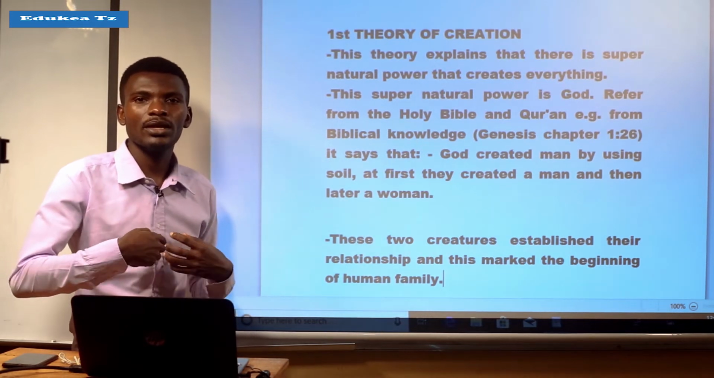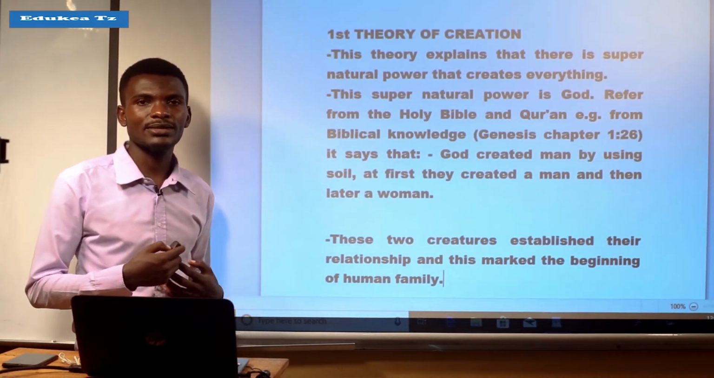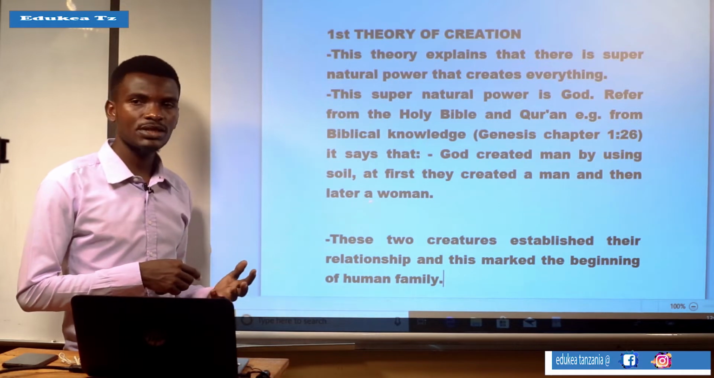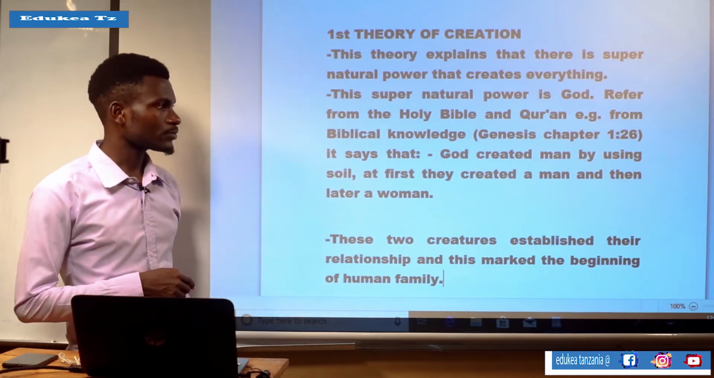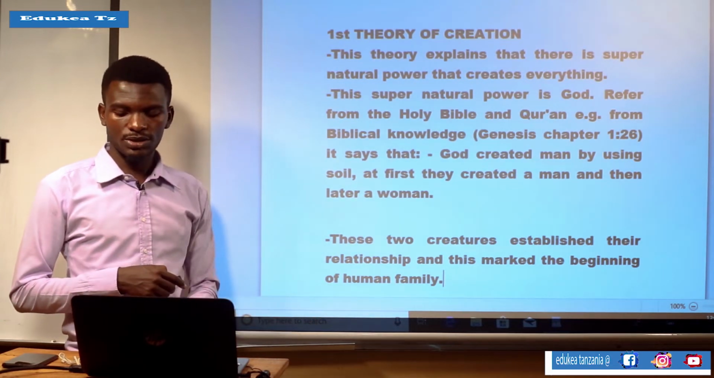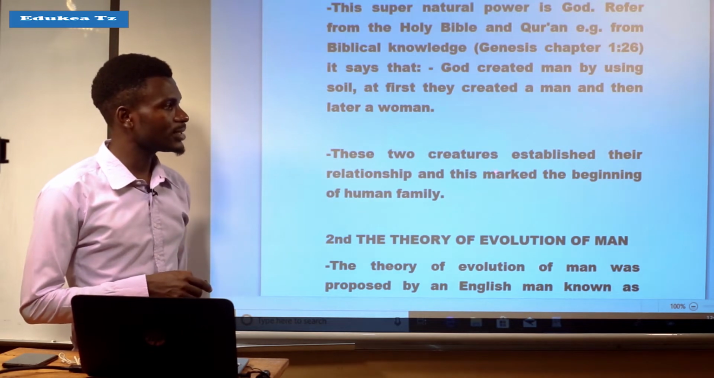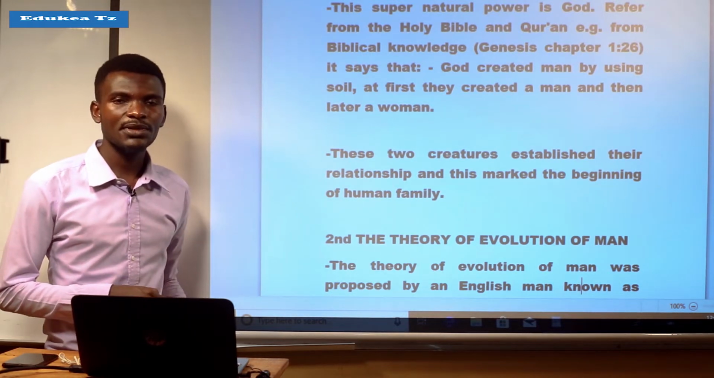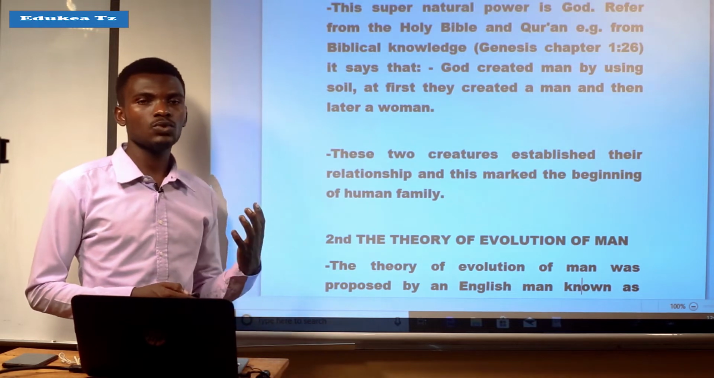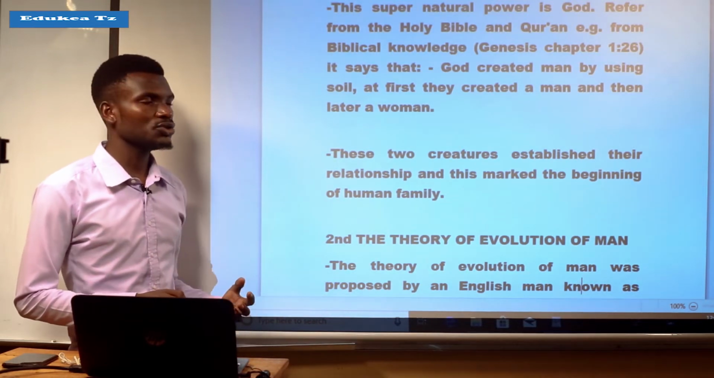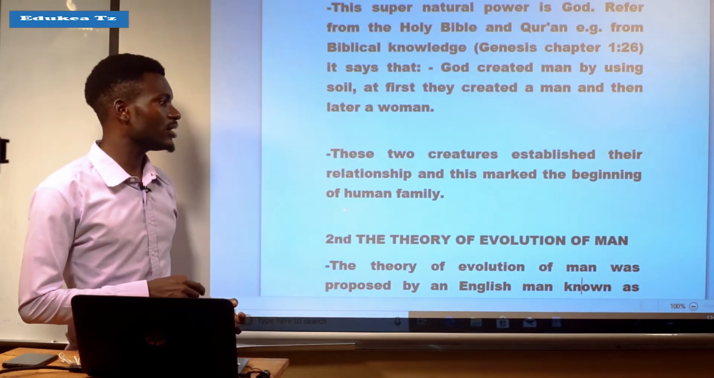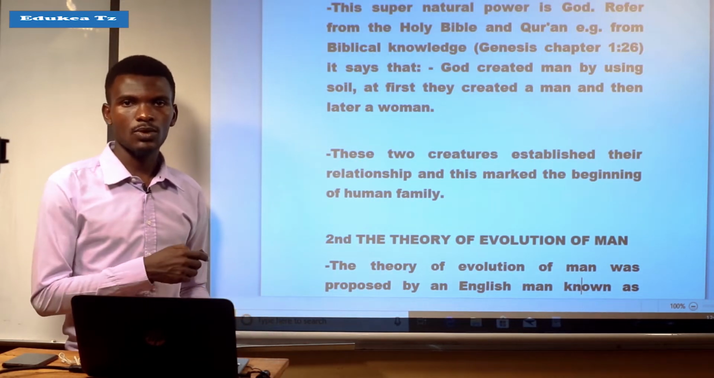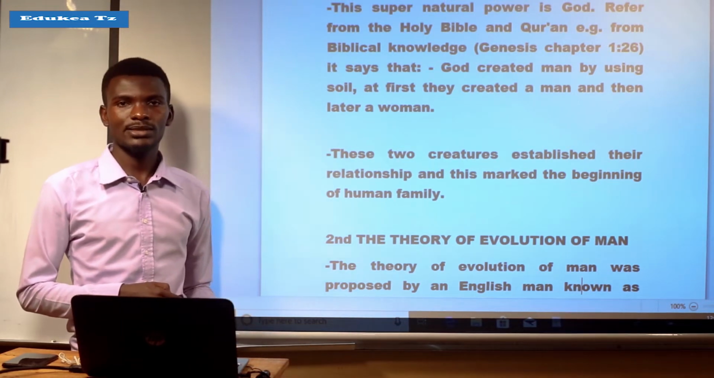It means our origin is soil. So God created us by using soil. At first God created a man, and later a woman was created. That's according to the creation theory. And these two creatures established their relationship, and this marked the beginning of the human family. So we can see that man came into existence, or came into being.